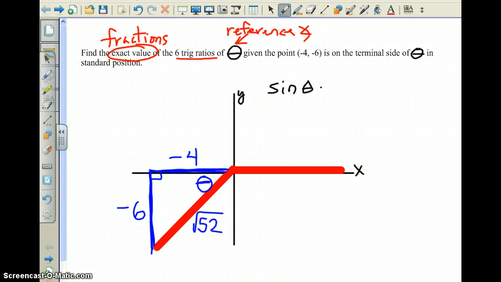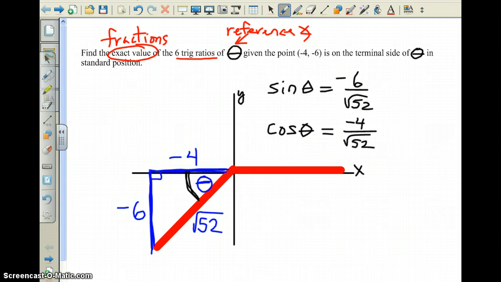So we'll start with sine of this reference angle theta. Sine is opposite over hypotenuse. We'll do cos next. Cos is adjacent over hypotenuse, so adjacent to theta is -4, and the hypotenuse is radical 52. Next up, we'll do tan, which is opposite over adjacent, so from theta, opposite is -6, adjacent is -4. And you could reduce this to +3/2 if you so chose.